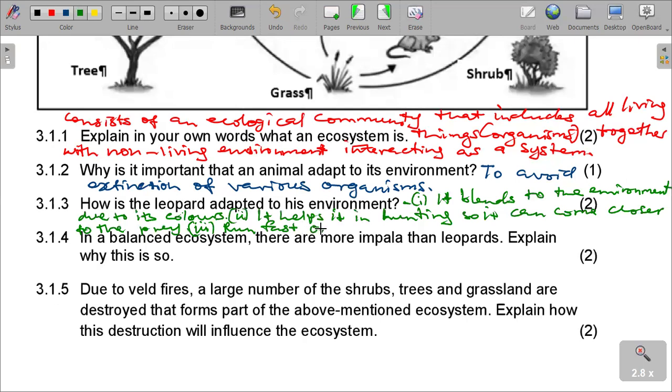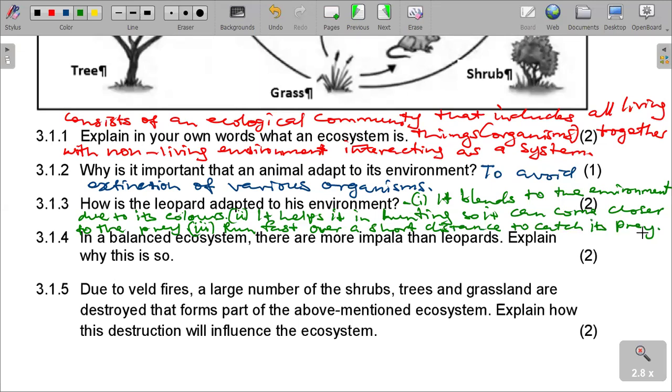Run fast over a short distance to catch its prey. These are various adaptations that we can give. And then again, it has a light, streamlined body with strong legs. It has a tail for balancing, to turn on sharp corners while running or chasing its prey.